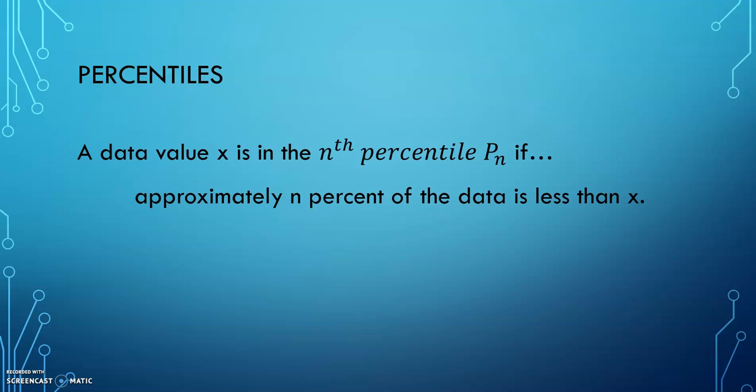A data value x is in the nth percentile, p sub n, if approximately n% of the data is less than x. So if we talk about the 60th percentile, 60% of the data is less than 60. If we talk about the 5th percentile, 5% of the data is less than 5. N has to be between 0 and 99.